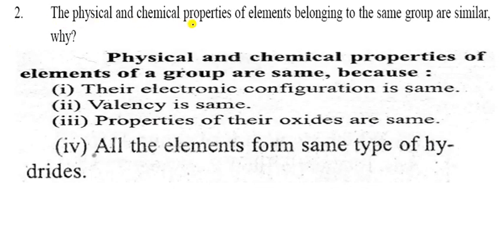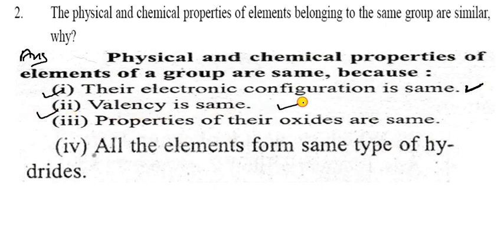Let us see the next one. The physical and chemical properties of the elements belonging to the same group are similar. Why? So you have to write the answer to this one. Physical and chemical properties of the elements of a group are the same because, first, their electronic configuration is the same.